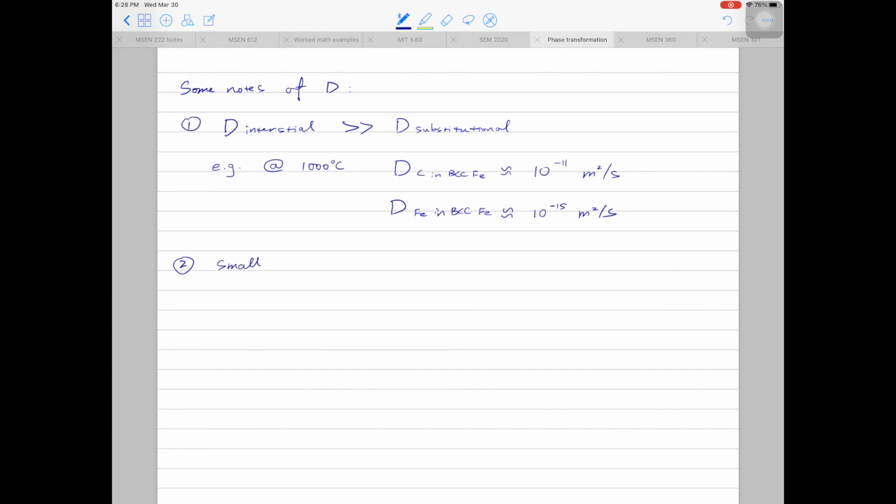The second point is, if there's a small change in temperature, it will have a huge impact on the diffusion coefficient. The reason is because T, the temperature, is inside the exponential. At the end of this video, I hope you have gained a good understanding of steady-state diffusion. In the next video, we'll look at non-steady-state diffusion.